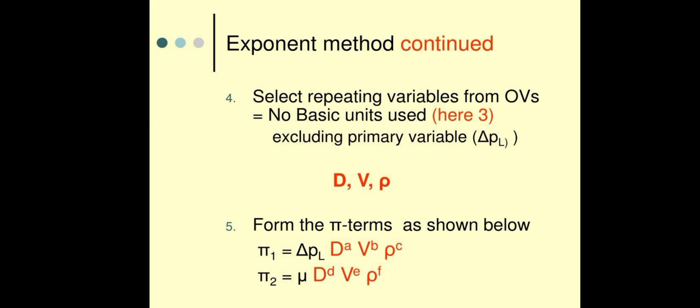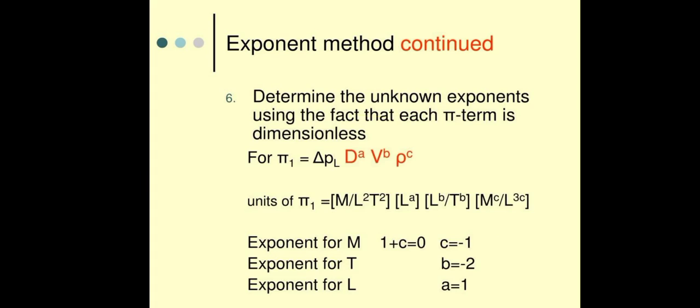From the pi terms as shown below, pi 1 is equal to delta PL into d power A, V power B, rho power C. Pi 2 is viscosity into d power D, V power E and rho power F. Next step, we determine the unknown exponents by using the fact that each pi term is dimensionless.